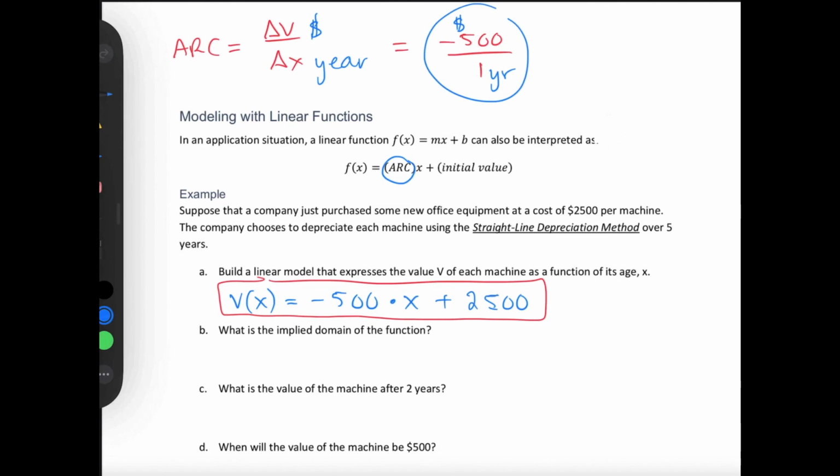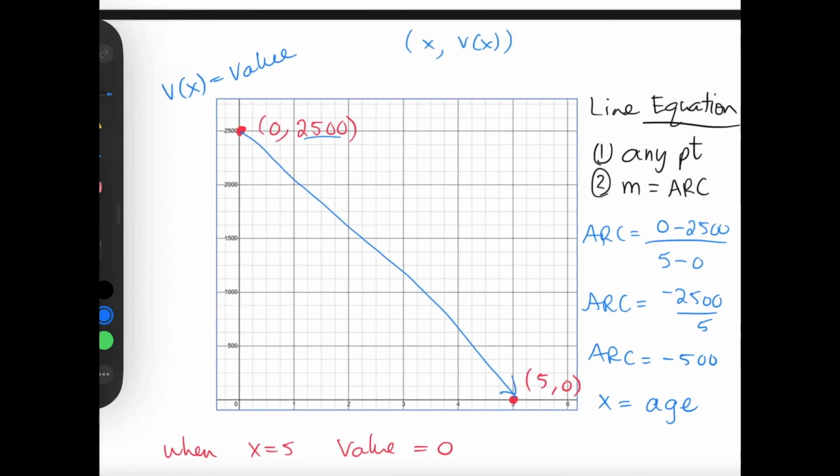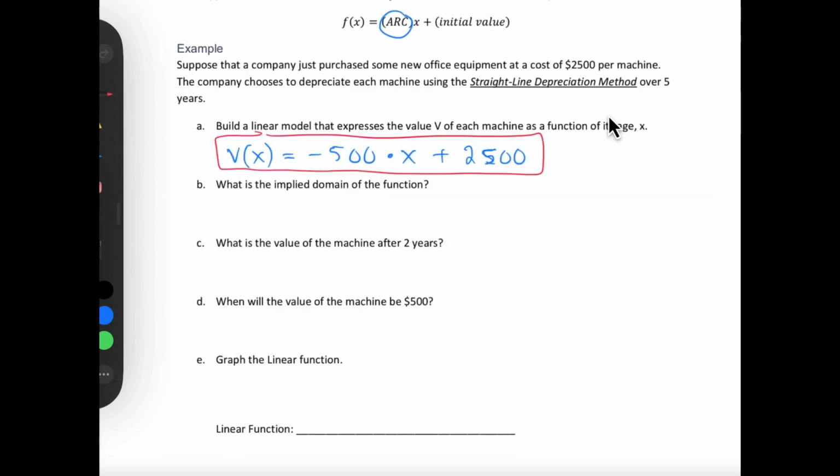And that kind of makes sense, because if we come back over here to our graph and we started off with a value of 2,500 and we ended up with a value of $0 after 5 years, then it must have been decreasing by $500 every year. Okay, so our average rate of change tells me how much the value is decreasing per 1 year's time.